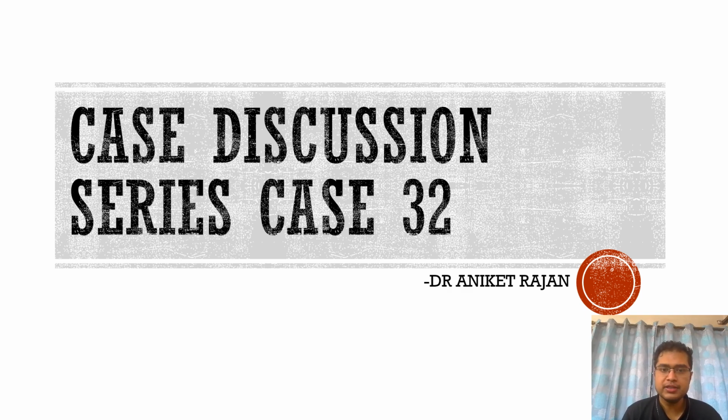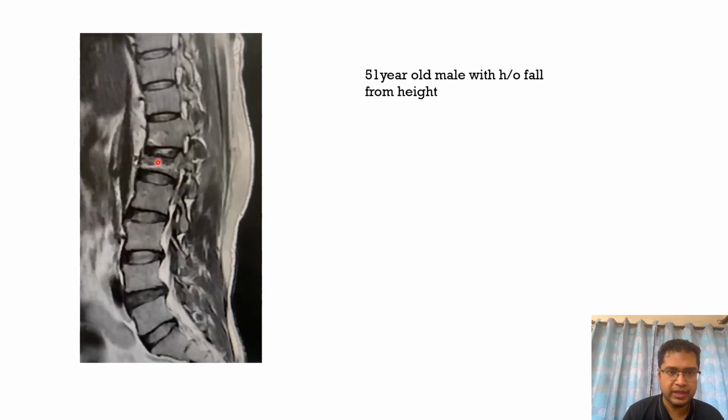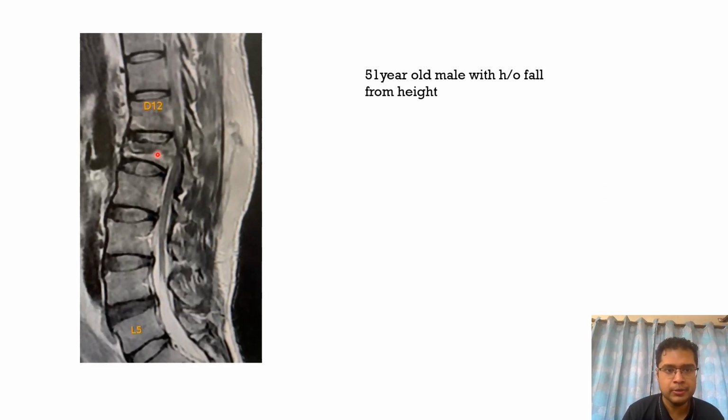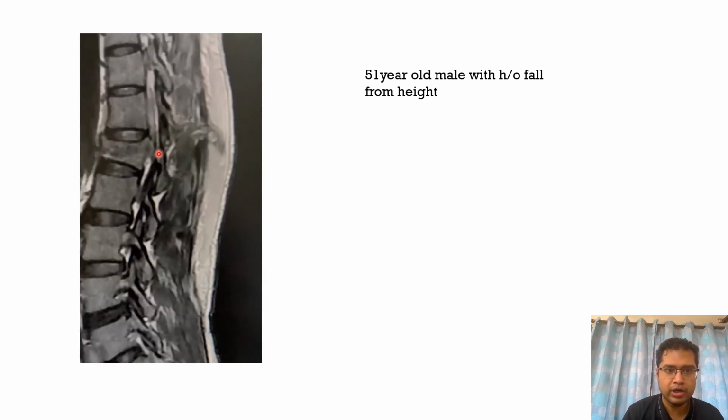Hello everyone and welcome to case 32 of this case discussion series, and today we'll be discussing a case of spinal injury. So here we have a 51-year-old male who came with history of fall from height, and these are the T2 weighted images, sagittal section, where we can see that there is fracture, reduced height and fracture of L1 vertebra with retropulsion of the fracture fragment causing canal stenosis and cord compression.